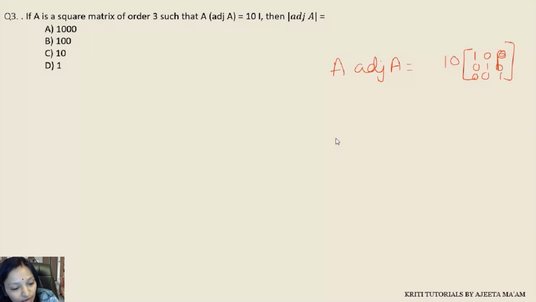तो डिटर्मिनेंट वैल्यू ऑफ एडजॉइंट ऑफ ए के लिए हम कौन सा कॉन्सेप्ट यूज करते हैं? हमें क्या प्रॉपर्टी आपको दी थी फॉर्मूला लिस्ट में? डिटर्मिनेंट वैल्यू ऑफ ए रेज टू n-1. अब यहाँ पे डिटर्मिनेंट वैल्यू ऑफ ए क्या है?